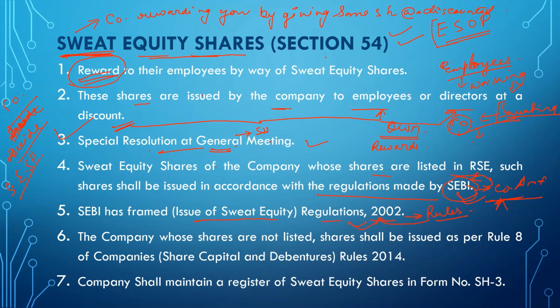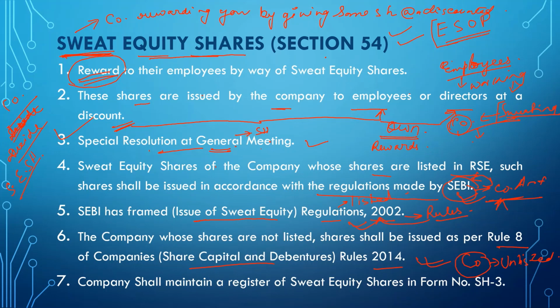And in case your company is not listed, that is an unlisted company, then a different rule applies. That is Rule 8 of the Companies (Share Capital and Debentures) Rules 2014. This will guide those companies which are unlisted, that means their shares are not listed on a recognized stock exchange. And the earlier regulation is for listed companies only.